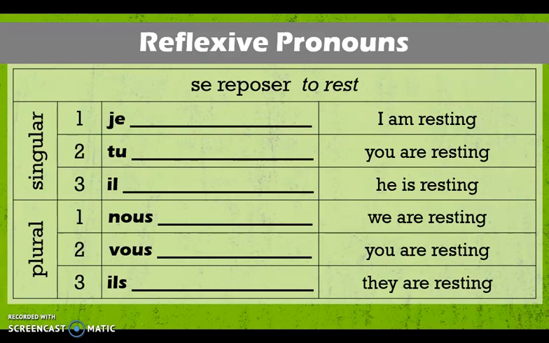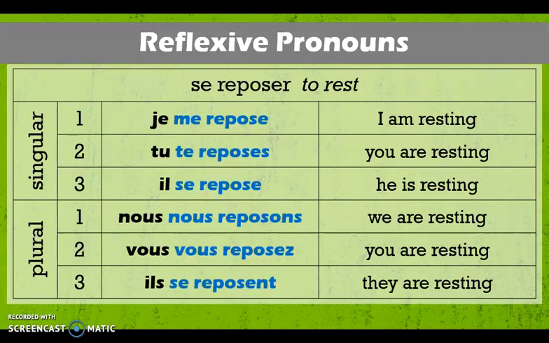Okay. You just about through? All right, let's take a look. Here we go. Je me repose, I am resting. Tu te reposes, you are resting. Il se repose, he is resting. Or you could also say elle se repose, she is resting.